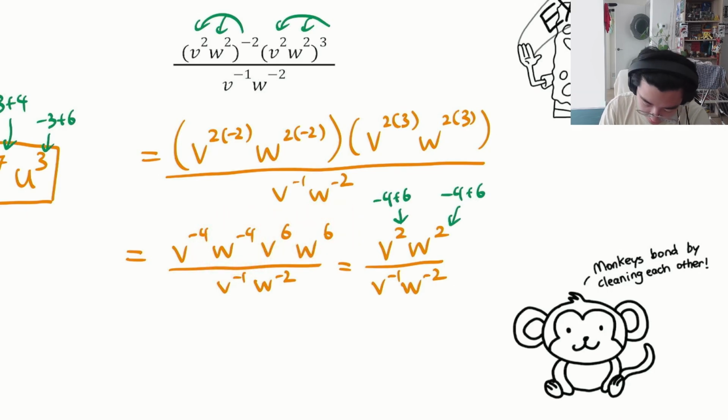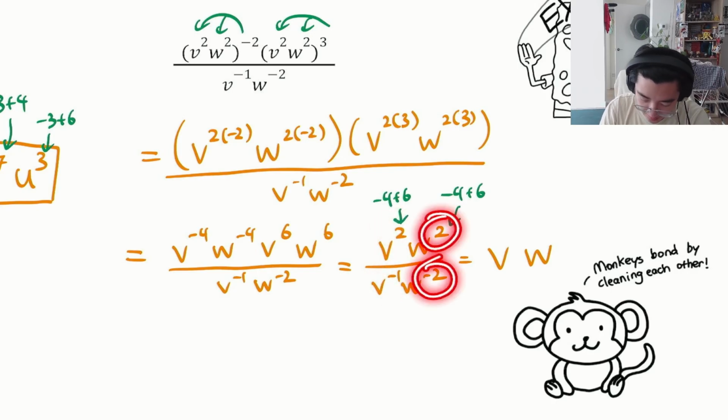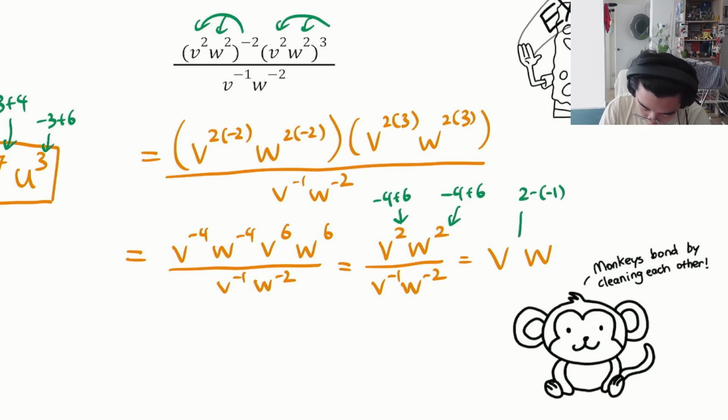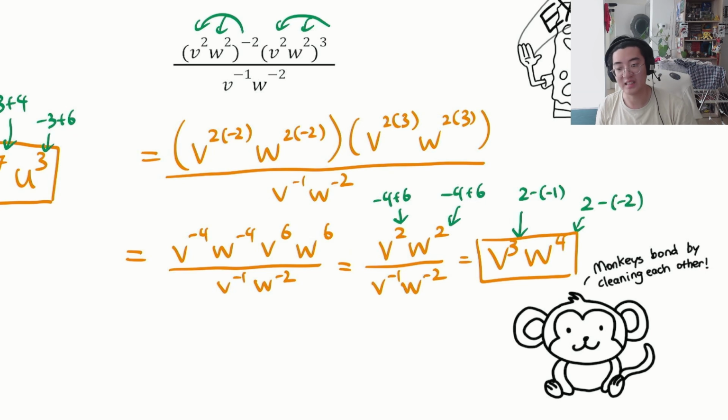Last step is subtracting. So we got a 2 minus a -1 for the v, and then a 2 minus a -2 for w. And we get 3 and 4. Let me change the arrows here a little bit. 3 and 4. Alright, that's it, we're done.